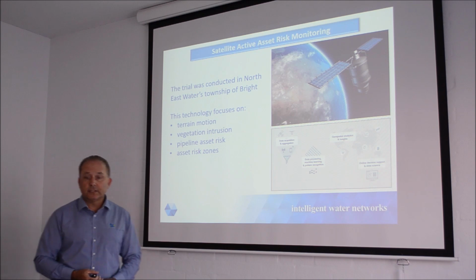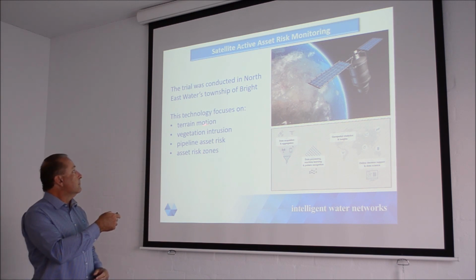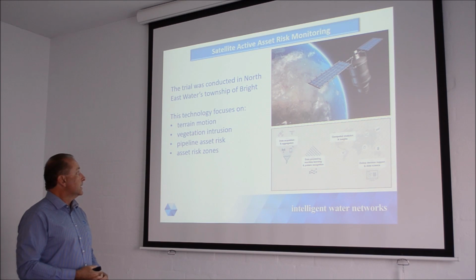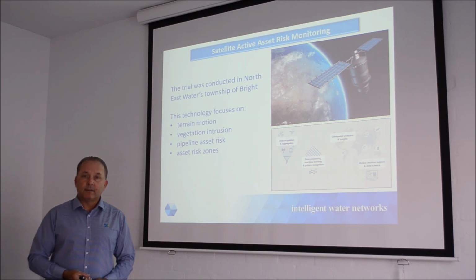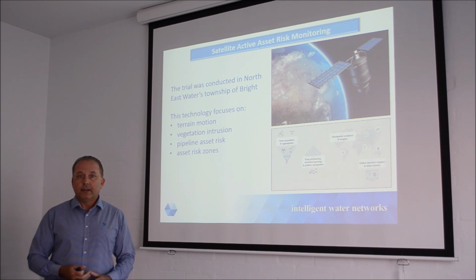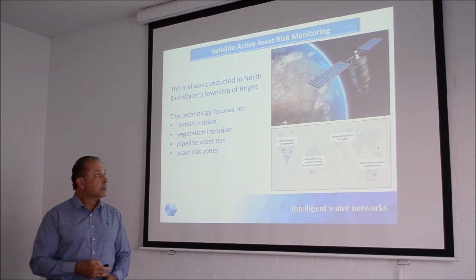So another trial that's just been completed is the satellite active asset risk monitoring trial. This trial was out at Bright with North East Water, and some of the things that it focuses on is terrain motion, vegetation intrusion, pipeline asset risk and asset risk zones. What that's about is to have a look at your water and sewer network and identify areas of interest. So it might be a higher risk, so you can focus on it a little bit more.